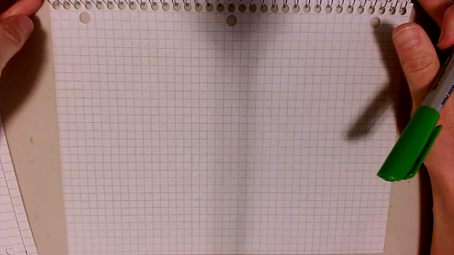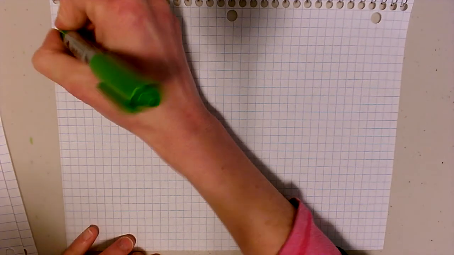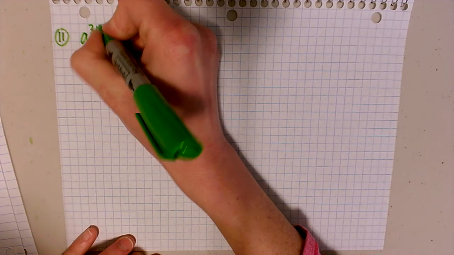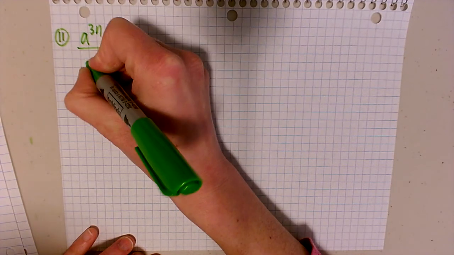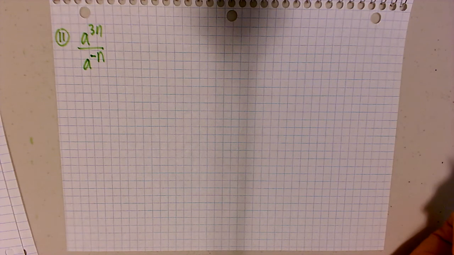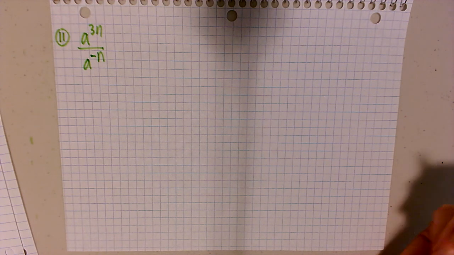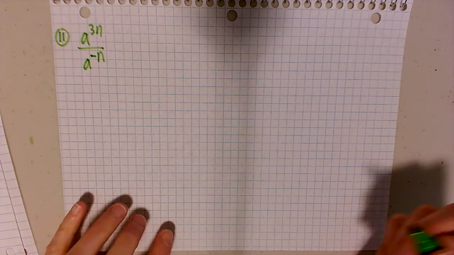Alright, number 11, we have a fraction, and we've got the same base in both the numerator and the denominator. And there are probably a few different ways that you could go about dealing with that one. I could think of maybe two or three different ways, probably 2 different ways that you could start that problem, and both are correct. But the first thing that I notice is that my exponent in the denominator is negative, and it would just be nicer if it was positive.